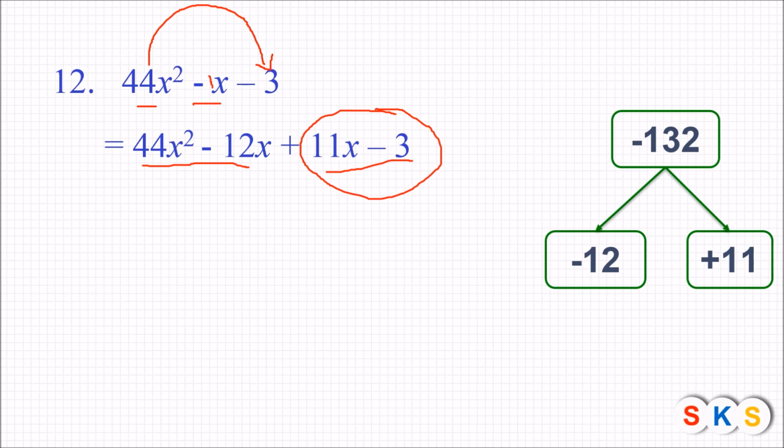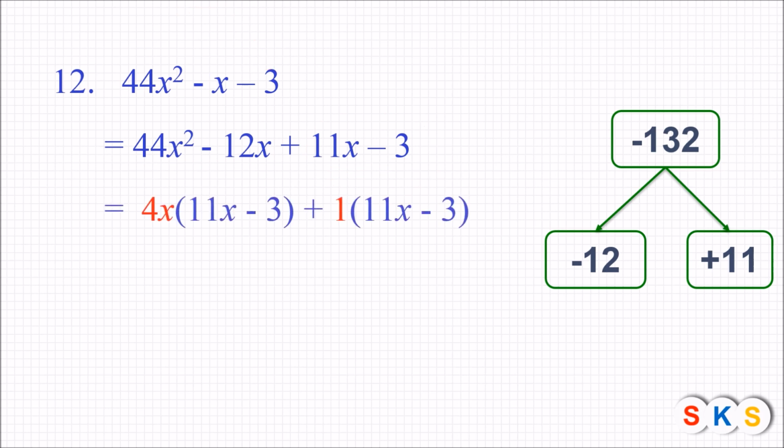Let's see what we will get when we take the common. We will get 4x in a bracket 11x minus 3, plus 1 in a bracket 11x minus 3. You can see that I have taken 4x as common in the first group. If I take 4x as common, what will be left here? 11x, and what will be left here? 3. And here the common in this group is 1, because 11 you can write as 1 into 11, and 3 you can write as 3 into 1. So the common is 1.